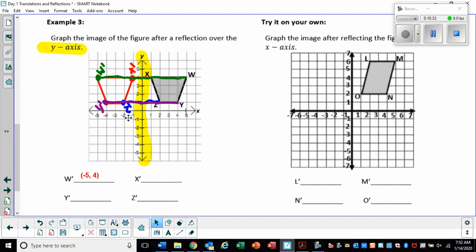X prime is at -1, 4. Y prime is at -4, 1. And Z prime is at -2, 1. So I just write them down once I've done it. Okay? Now, for this one, you're going to graph the image reflecting over the x-axis, so you definitely want to highlight the x-axis here. Okay?